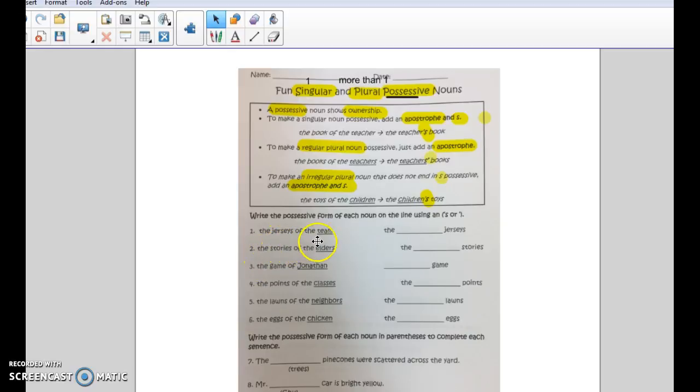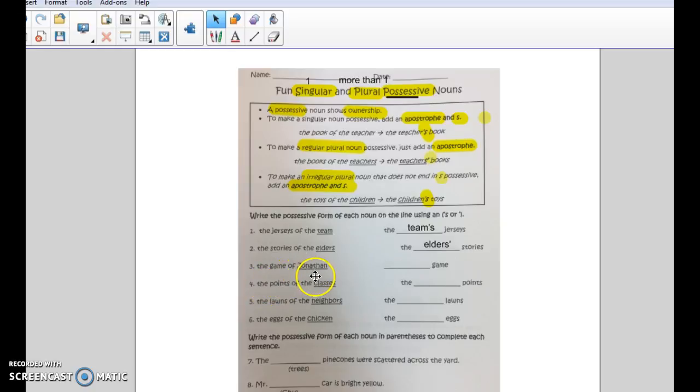All right, the jerseys of the team. Well, they're only talking about one team. So to make it possessive, you just add apostrophe S. The team's jerseys. The stories of the elders. Well, they are talking about more than one elder here. So you don't want to put the apostrophe before the S because that would make it one elder. It has to go after the S. Apostrophe. The elders' stories. If you covered it up, you're still left with more than one elder.